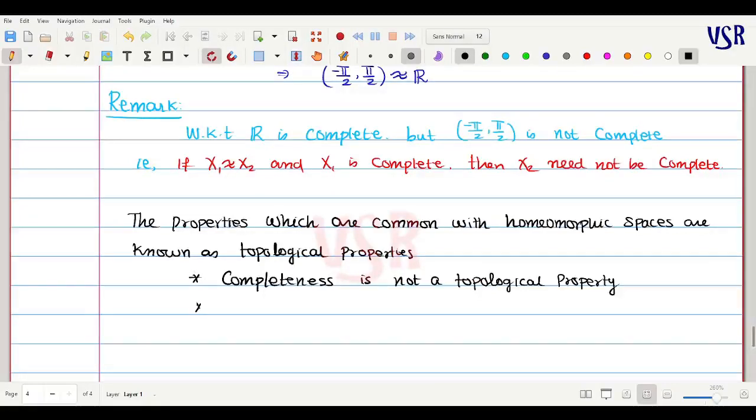Next is boundedness. Note that this is bounded and this is unbounded. So a bounded space and an unbounded space can be homeomorphic. So boundedness is not a topological property.